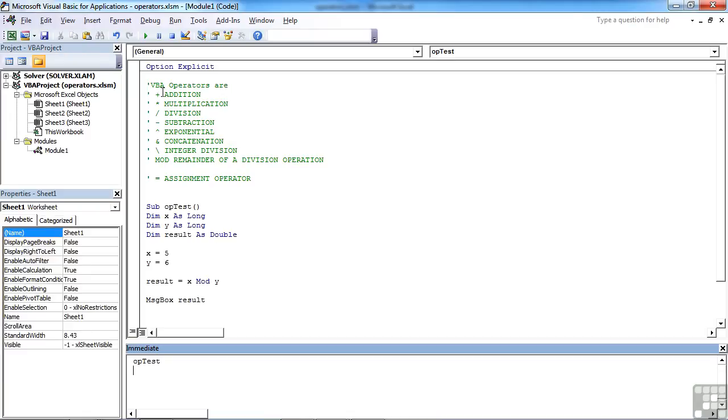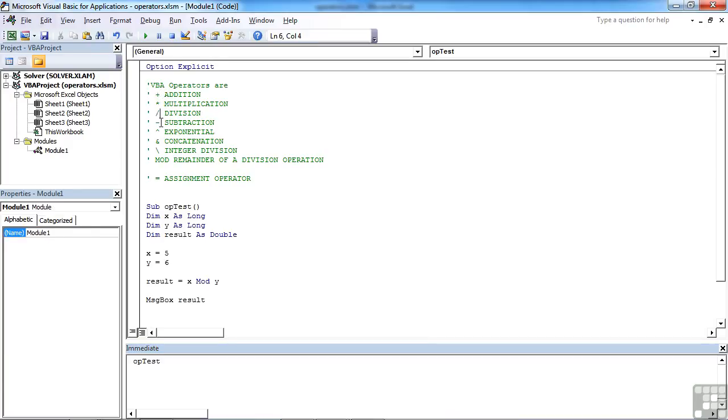So these are your operators: plus, multiply, divide, minus, power of, stick together, concatenate, integer divide, and mod.